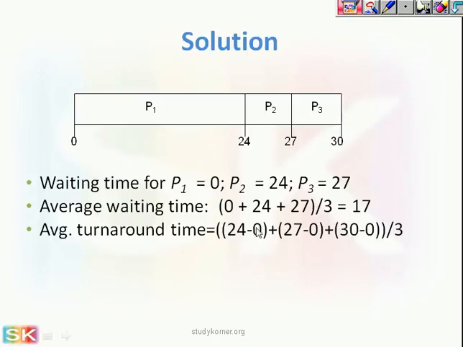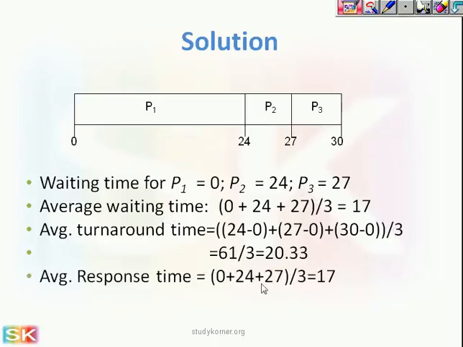So process P1 turnaround time plus process P2 turnaround time plus process P3 turnaround time divided by 3 will give you the average turnaround time, and that is 20.33. Average response time is the time between when a process is submitted and when it gets the first response, right?